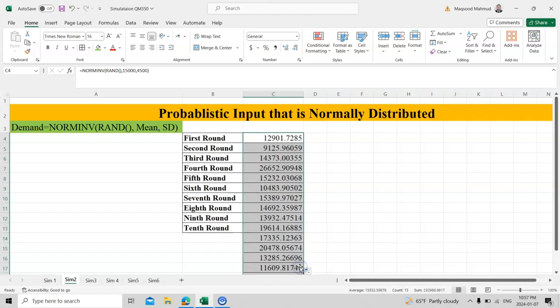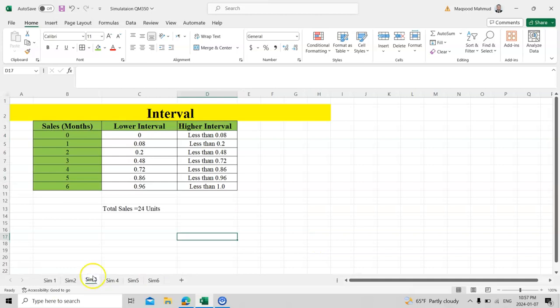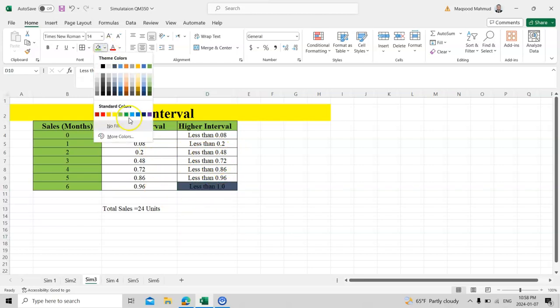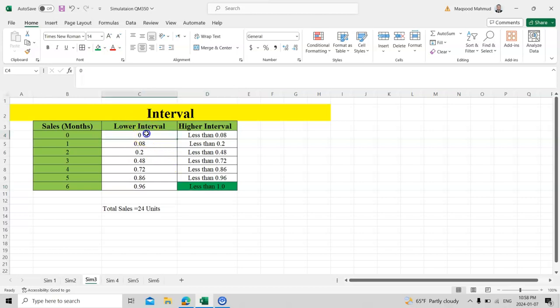Because it is changing. Why is it changing? Because of the rand function. The third most important thing is interval. Sometimes, as I told you, you have intervals. For example, for the sales of a month, for month 0, you have from 0 to 0.08, from 0.08 to 0.2, from 0.2 to 0.48, and the maximum is 1 and the minimum is 0, right? So this is your full range.